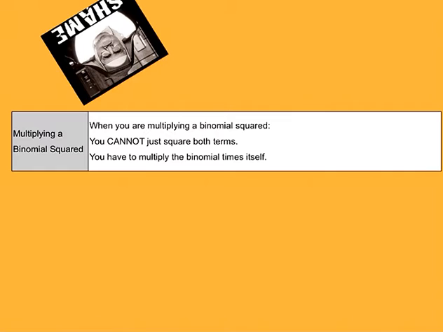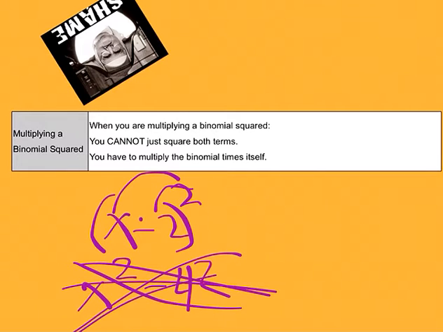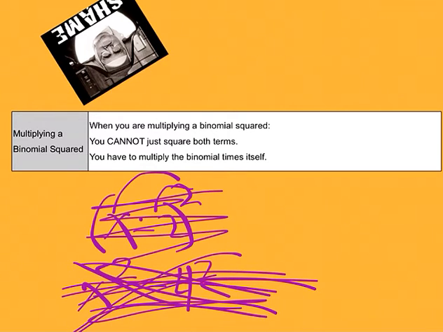So now let's take a look at multiplying a binomial squared. So there's an angry nun there for you. When you are multiplying a binomial squared, you can't just square both terms. So if you were to see something like this, that is a terrible parenthesis. A lot of students think that they can just distribute in and this becomes x squared minus 4 squared, but that is not the case. We're going to take a look at what you need to do, but I want to make sure that it's really obvious that you don't do that. Okay, so let's take a look at an example.